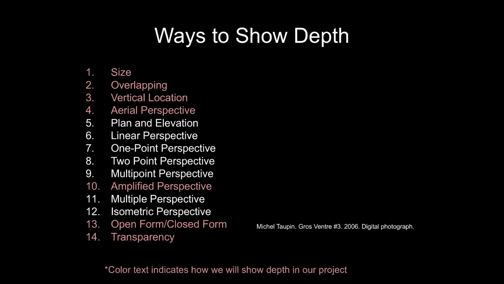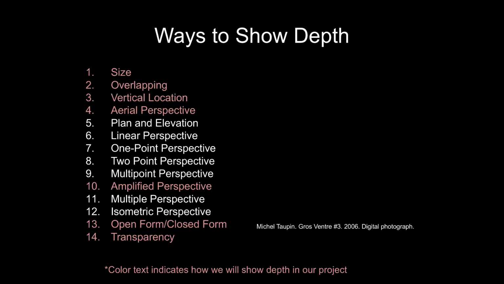There's a lot of ways to show depth. Maybe in your drawing classes you've taken linear perspective. So that's not going to be included in this discussion. All of the numbers here that are highlighted in the pink color are going to be what we're going to talk about: size, overlap, vertical location, and aerial perspective. Those are going to be our four main devices to create the illusion of spatial depth.